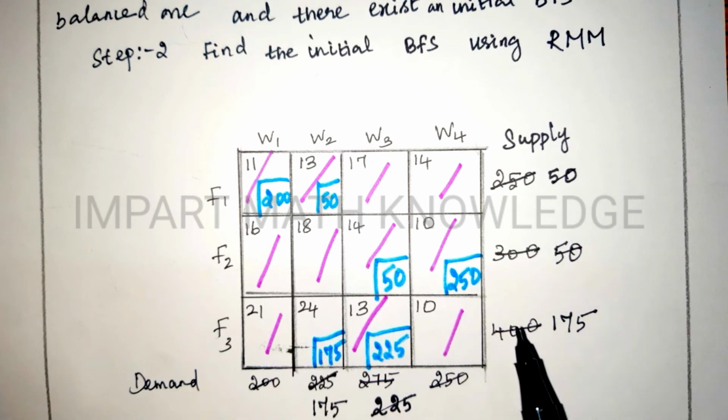Let me repeat. In the row minima method, in the first row you have to select the minimum cost. There you allocate your value. If supply is satisfied, you have to delete the row. If demand is satisfied, you have to delete the column. You have to repeat the procedure till all the allocations are over.